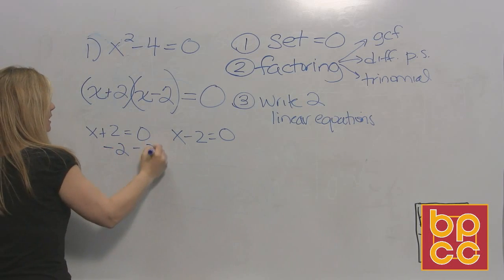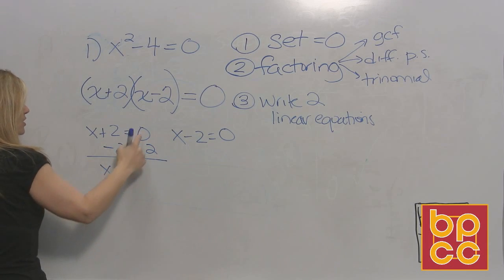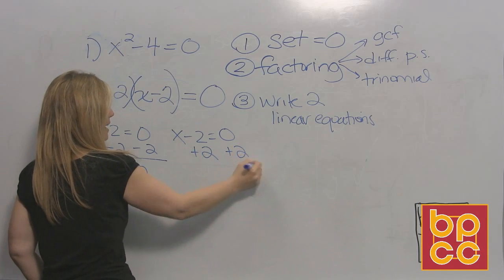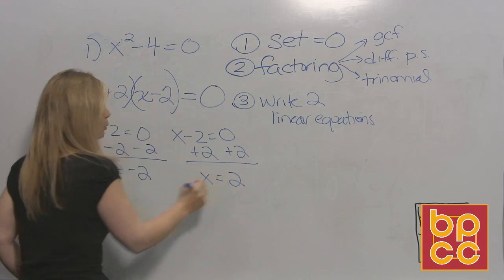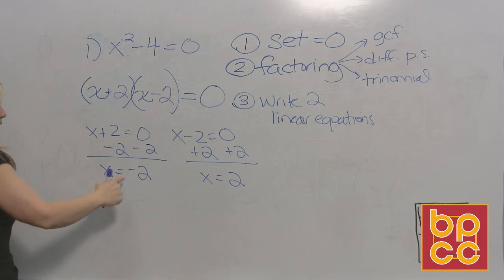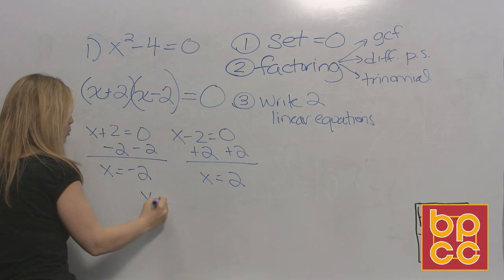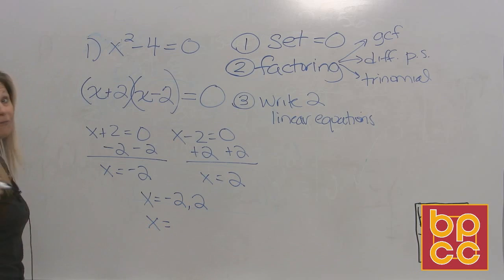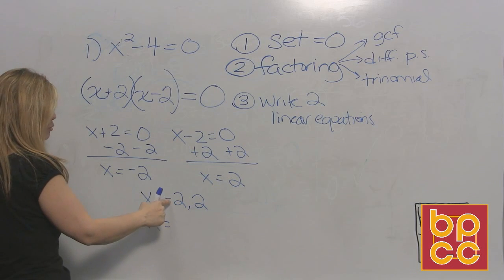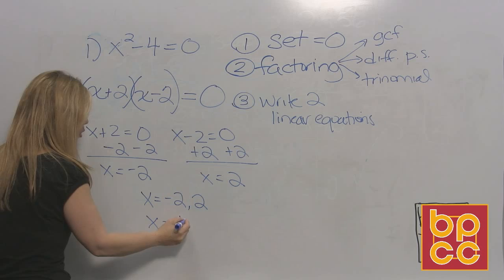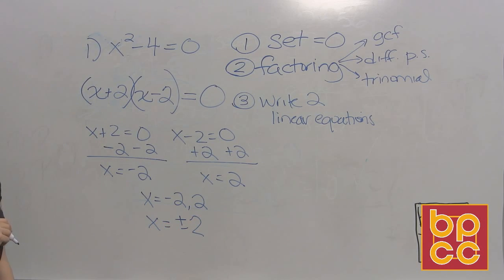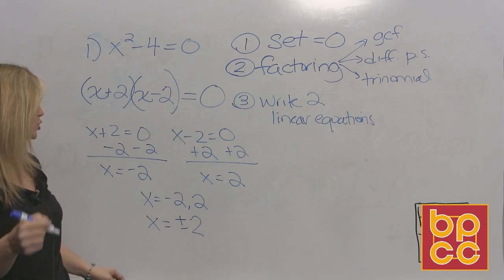And now we'll solve each. So one solution is 0 minus 2, which is negative 2. The other solution, if we add 2, is x equals 2. You could leave the answer like that. You could write x equals negative 2, comma 2. Or if you want to be really fancy, there is a symbol that says the answer is both negative and positive. It's called the plus or minus symbol. And you could say x equals plus or minus 2 to show there's two solutions.